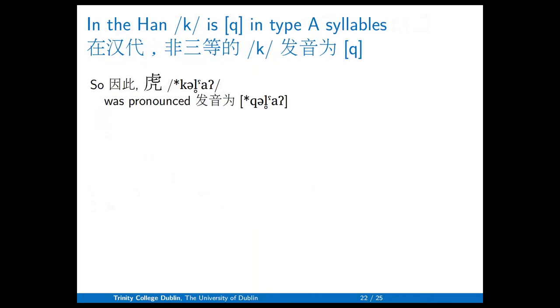And the way we know this actually is loans from Chinese into Miao Yao. So Miao Yao, they distinguish K and Dao, yeah. And in San Deng, they borrow K as K, but outside San Deng, they borrow K as A. So we know that in the Han Dynasty, ge in non-sangdang, so we'd say type A syllables, was pronounced as ge. Yeah, this part maybe people don't follow.